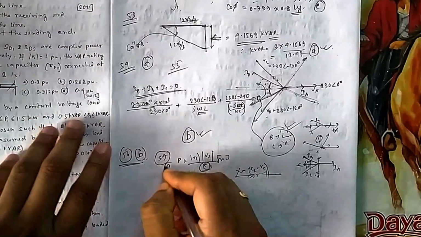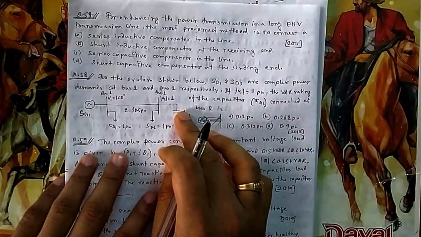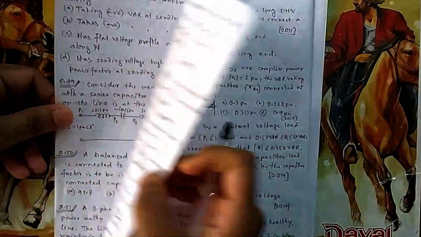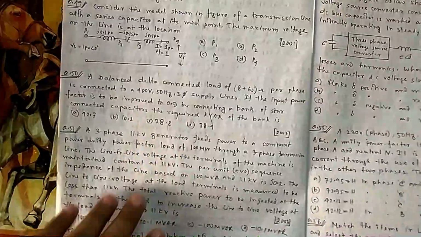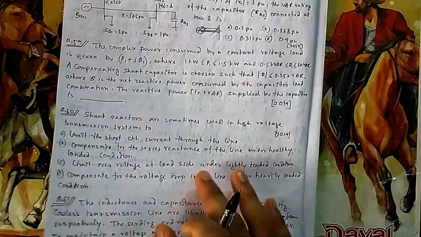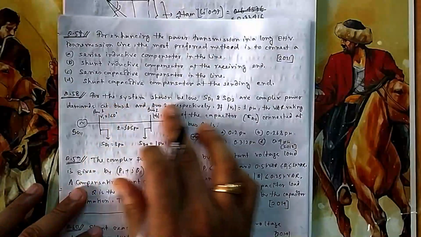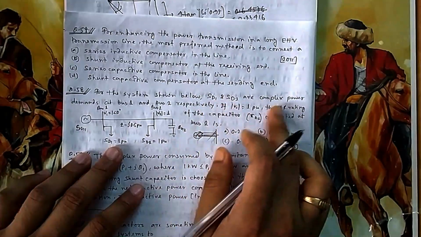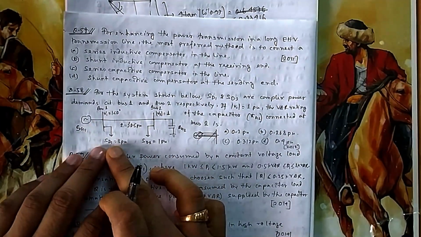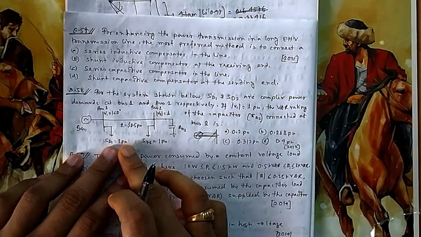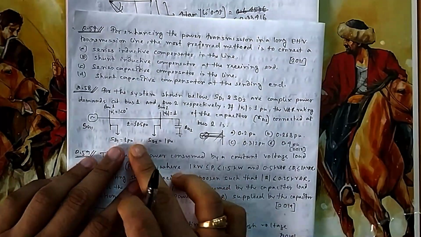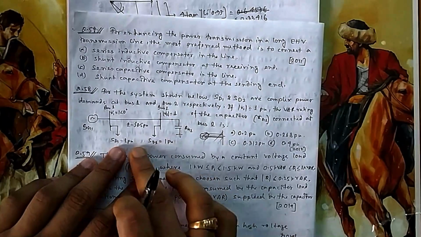57 is C. Now if you come to 58, it is what we have done just the other day, almost like 51. You can see the system shown here. SD1, SD2 are the complex demands. If they say SD1 is 1 pu, that means it is 1 angle 0, which means reactive power is not given. Otherwise they could have given it.